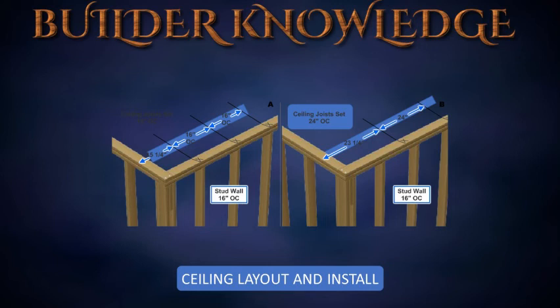Mark the positions of the roof rafters as the ceiling joists are being laid out. If ceiling joist and roof rafter spacing are the same, there will be a rafter next to every joist. If ceiling joists are spaced 16 inches on center and rafters are spaced 24 inches on center, then only every other rafter will be placed next to a ceiling joist.